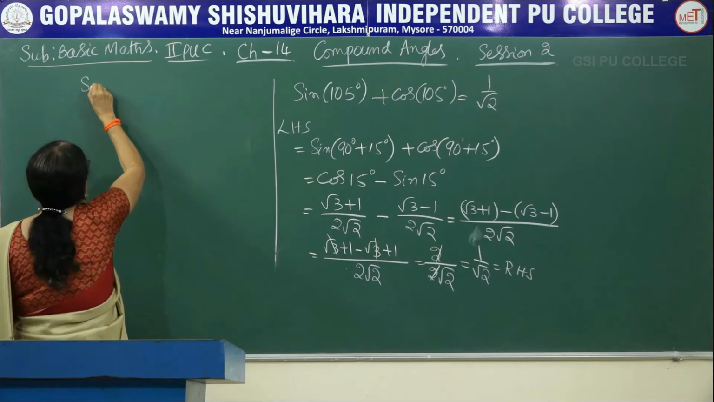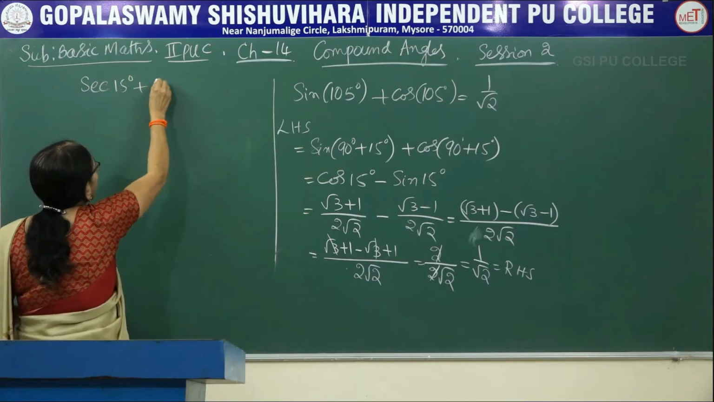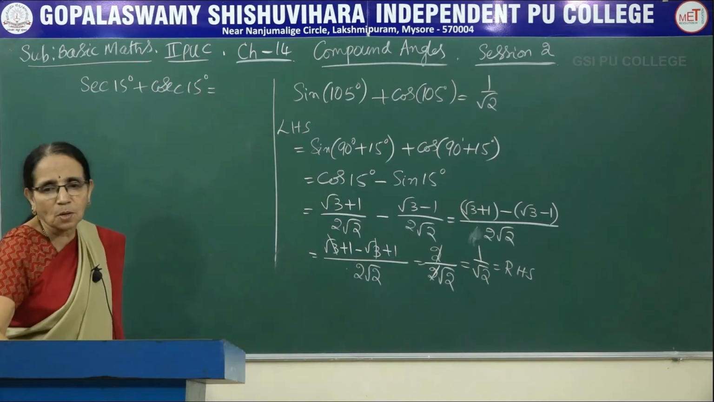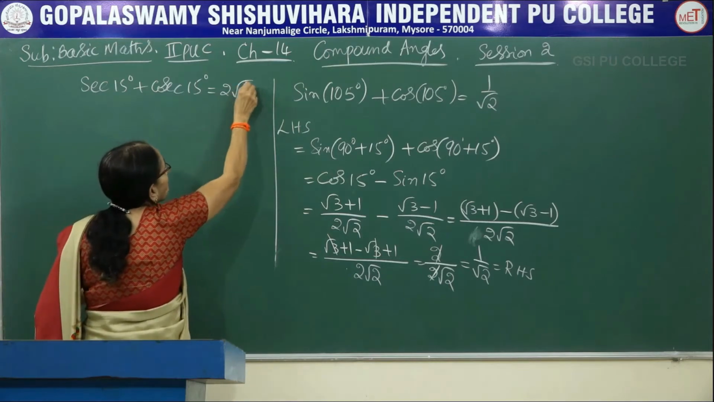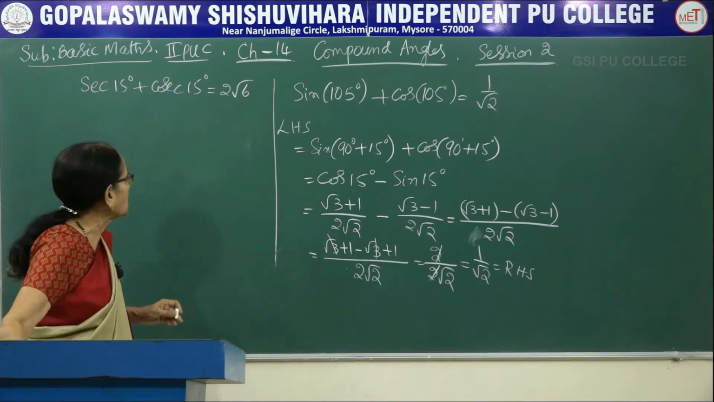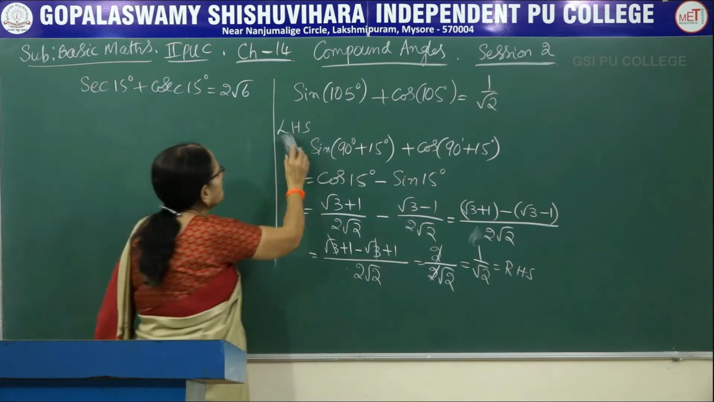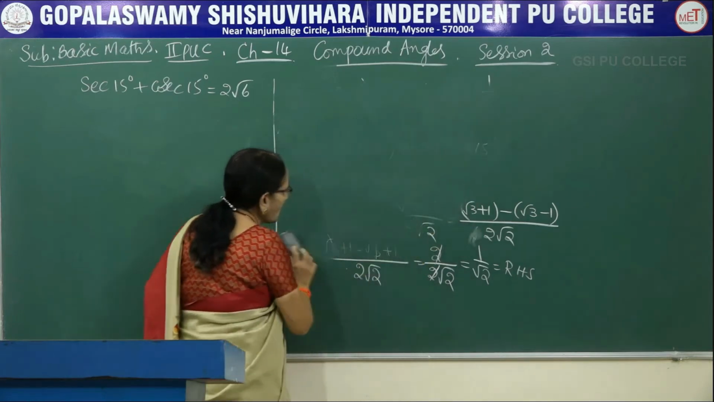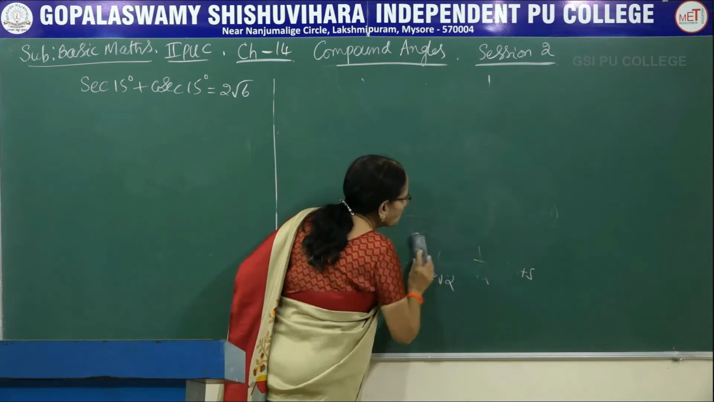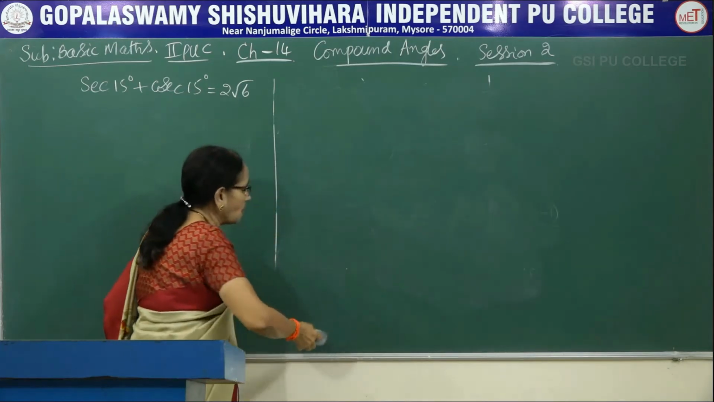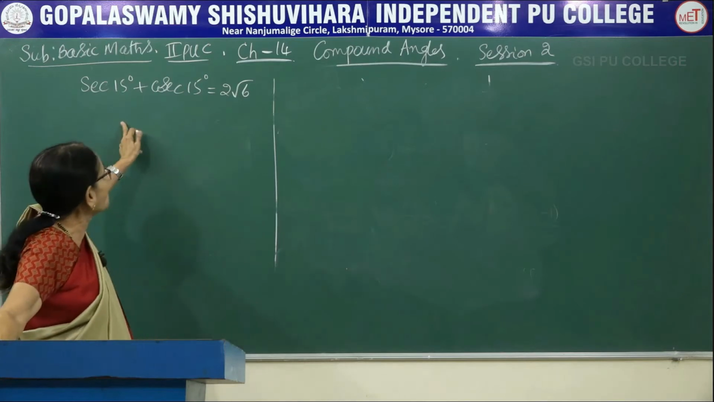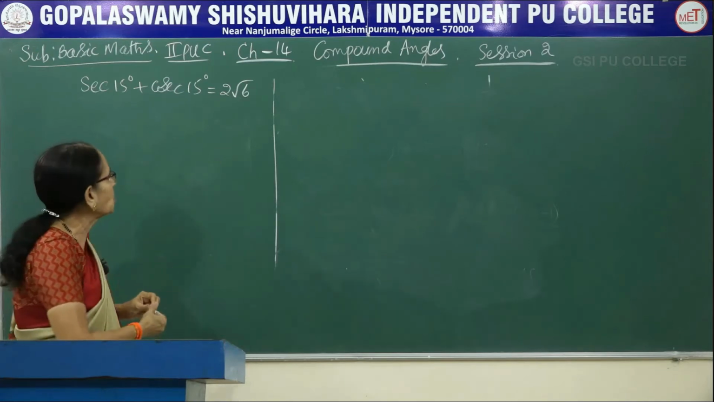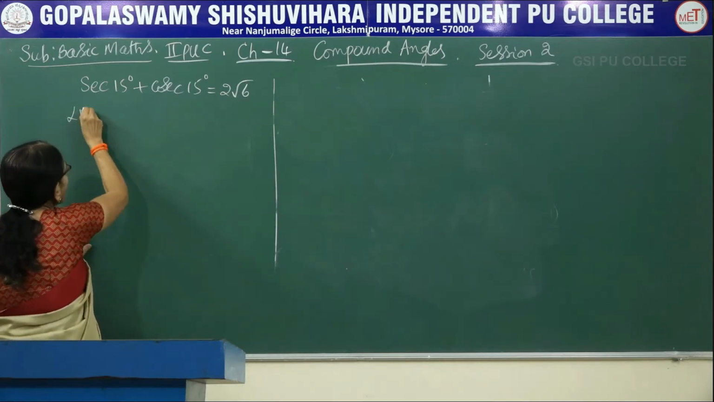Here you have to prove that secant 15 degrees plus cosecant 15 degrees should be equal to 2 into root of 6. Now again, as usual, we start from the left hand side. In the previous session, I had calculated the values of sin 15, cos 15 and tan 15. Now you know that secant is the reciprocal of cos and cosecant is the reciprocal of sin. Therefore, you can write it like this. Start with the left hand side.